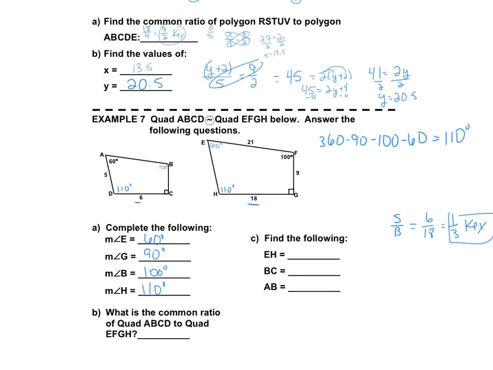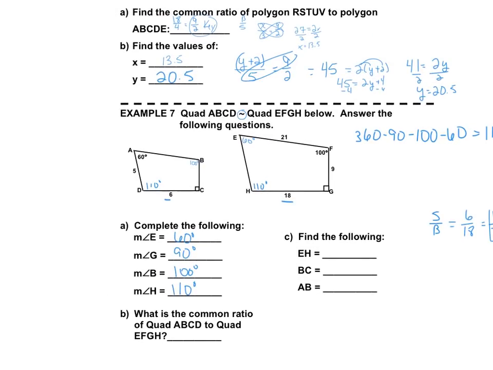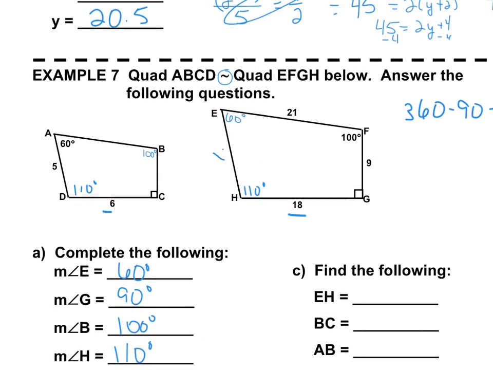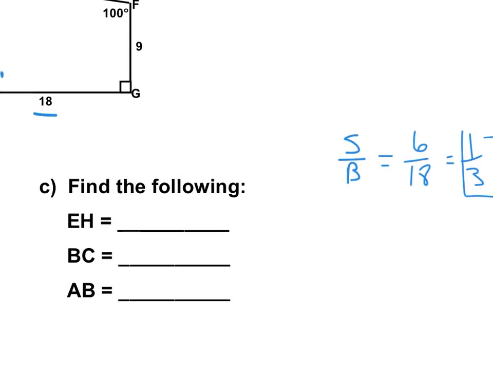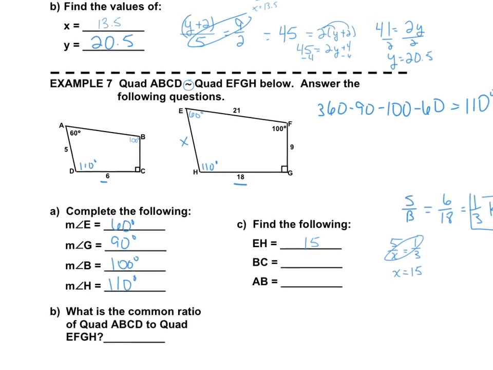Okay? So let's see. EH is what they want first. I'm going to go ahead and mark it with an X just to make it a little bit easier. Okay? So let's see. I have small over big would be 5 over X, equals my key 1 over 3. So I can cross multiply and solve. Well, X times 1 is X. 5 times 3 is 15. So EH is 15.